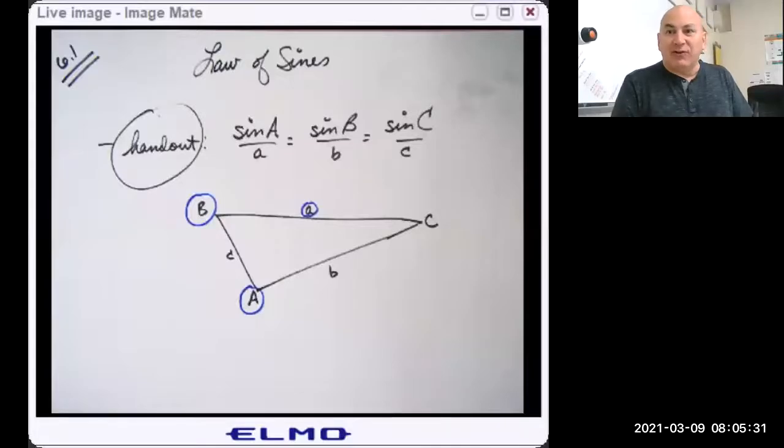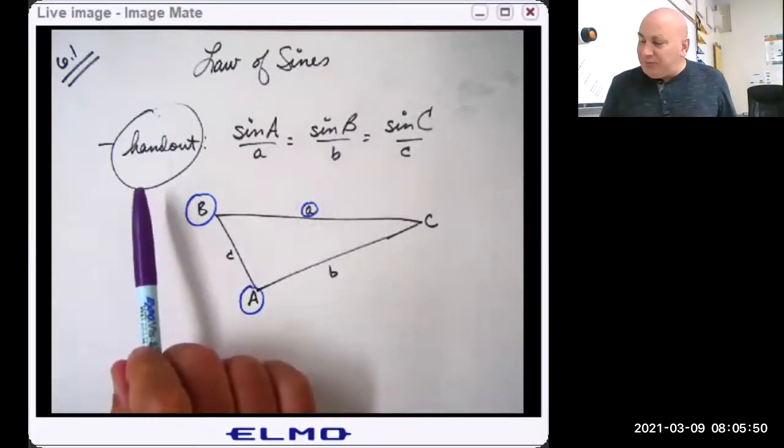Hello, pre-calculus students. In this lesson, we're going to learn what's called the law of sines. In theory, if I stick to what I've always done, I've already given you a handout in which you would derive the law of sines. It walks you through the process.